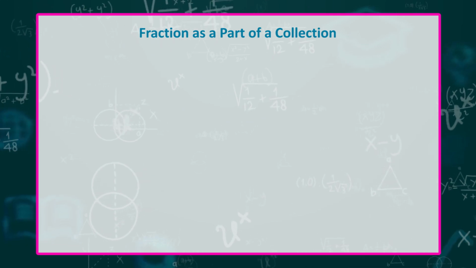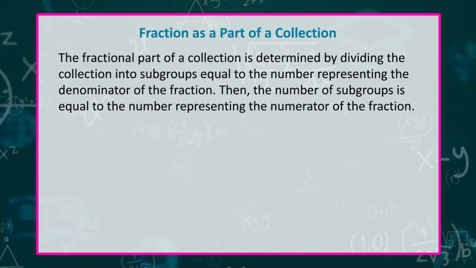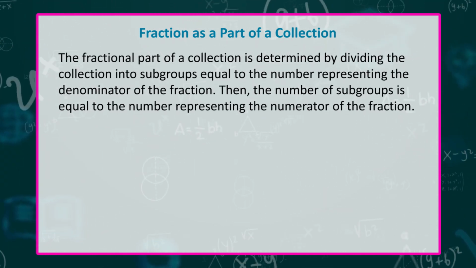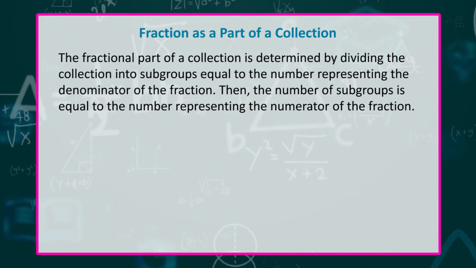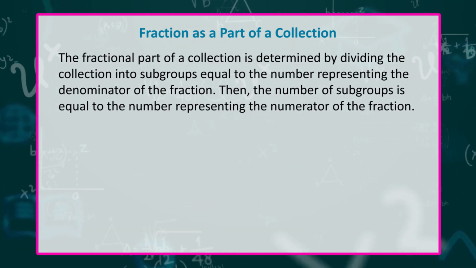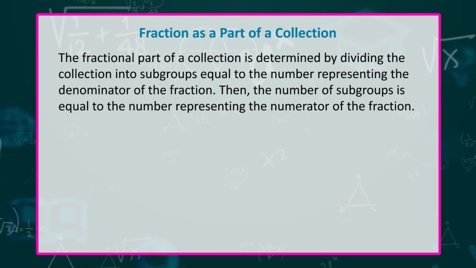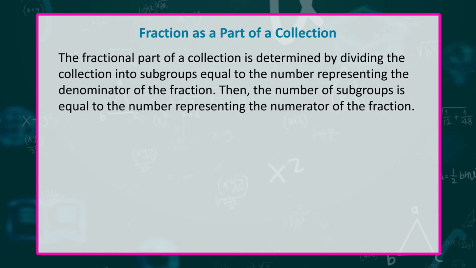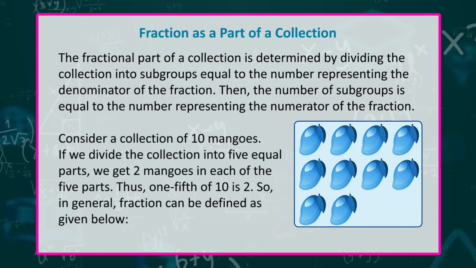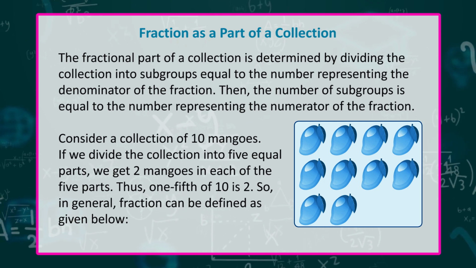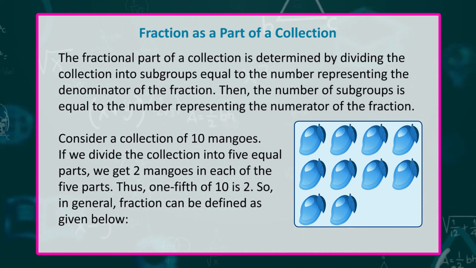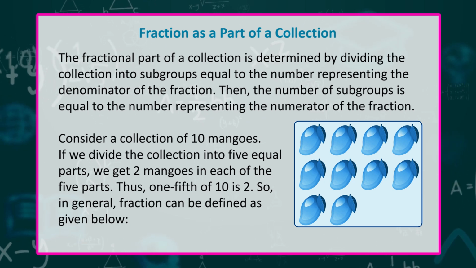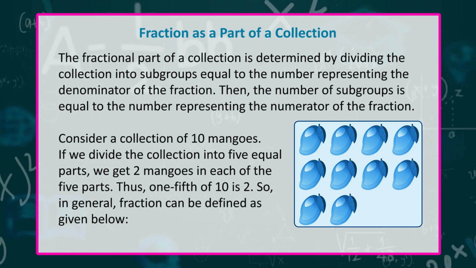Fractions as a part of a collection. The fractional part of a collection is determined by dividing the collection into subgroups equal to the number represented by the denominator of the fraction. Then the number of subgroups taken is equal to the number represented by the numerator of the fraction. Consider a collection of 10 mangoes. If we divide the collection into 5 equal parts, we get 2 mangoes in each of the 5 parts. Thus, 1/5 of 10 is 2.